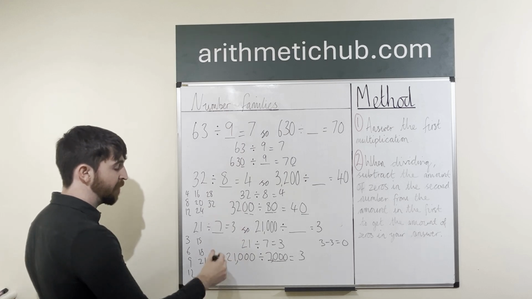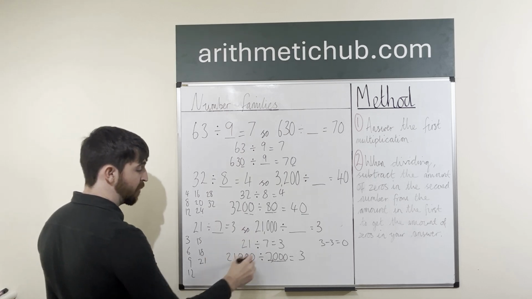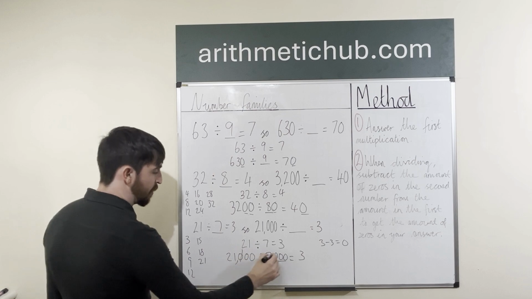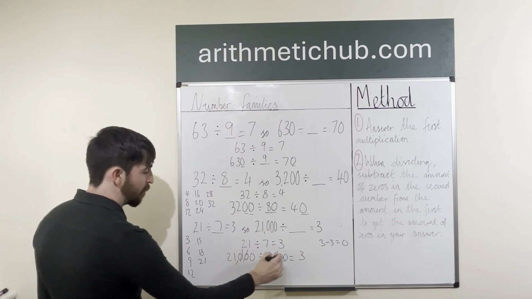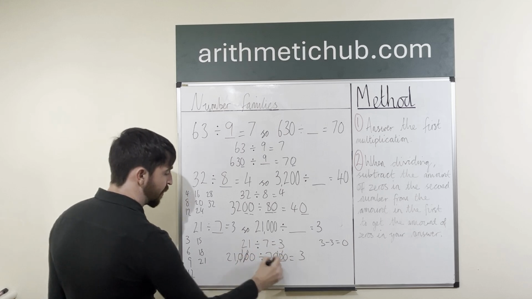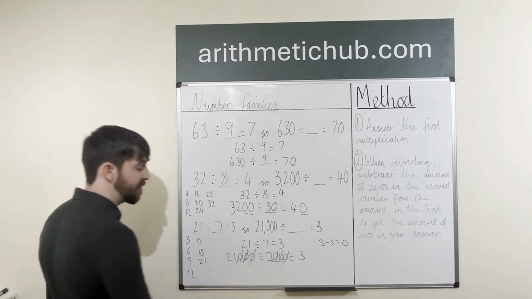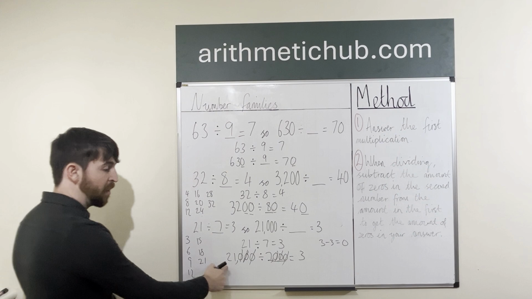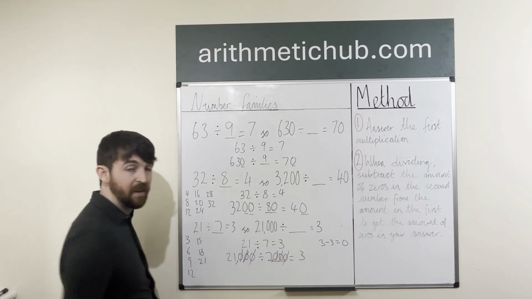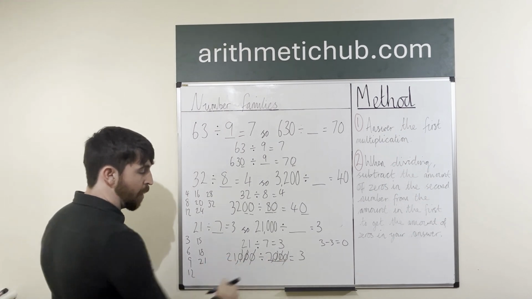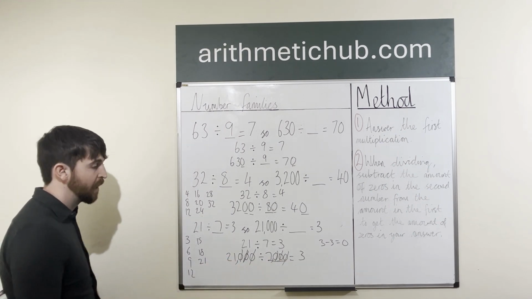Or we can do what we did before, where we cross them out. So I'm going to cross out this 0 for this 0, cross out this 0 for this 0, cross out this 0 for this 0. And now all of a sudden we've got 21 divided by 7 is going to give us 3, because these zeros cancelled each other out.